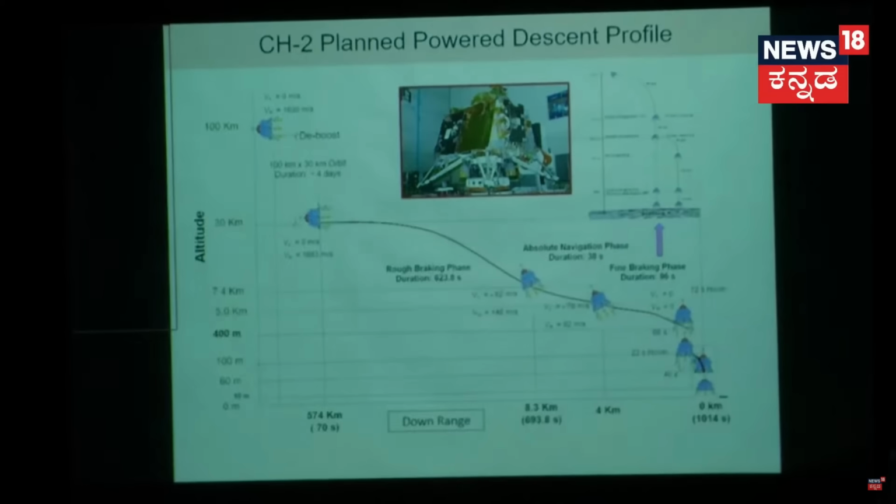It takes about 10 minutes to do this, and during this, everything was fine. There was no problem at all. The problem began when it transitioned to the fine braking phase, where it had to make a series of maneuvers to get onto the ground.